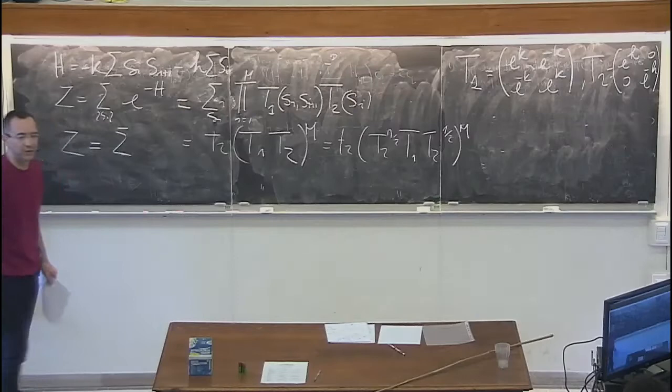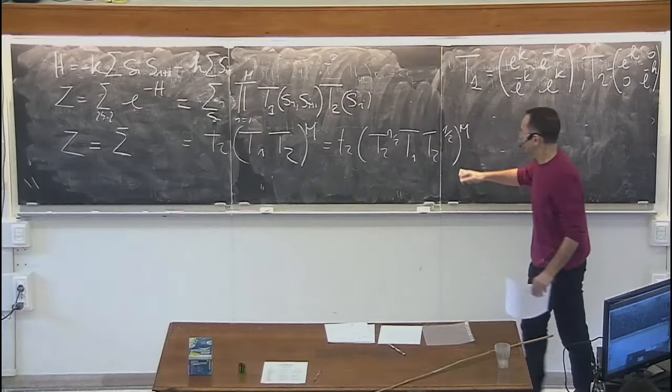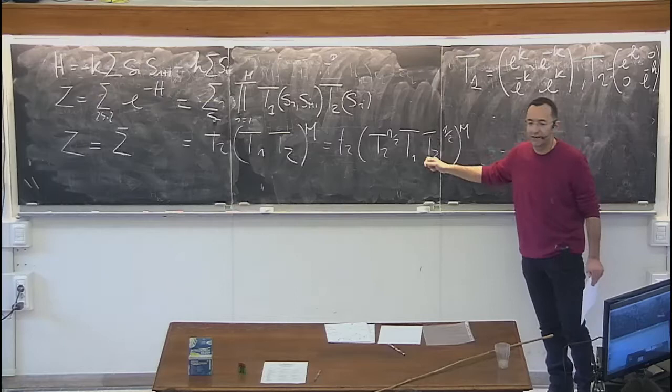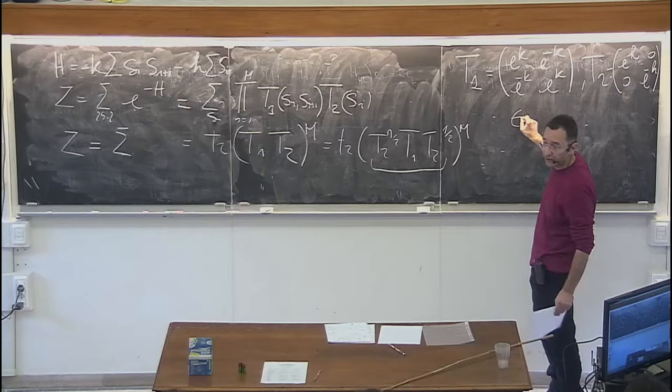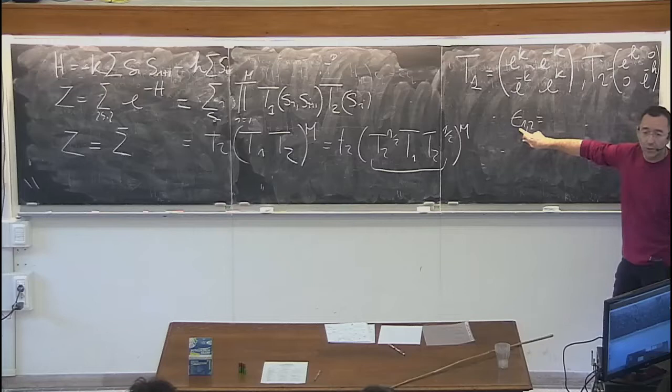Now, we have to compute this trace. We want to compute the partition function. The idea is to diagonalize this matrix here. And this can be easily done. It's a 2x2 matrix. And by simple calculation, one obtains these two eigenvalues, epsilon 1, 2, which can be easily computed.